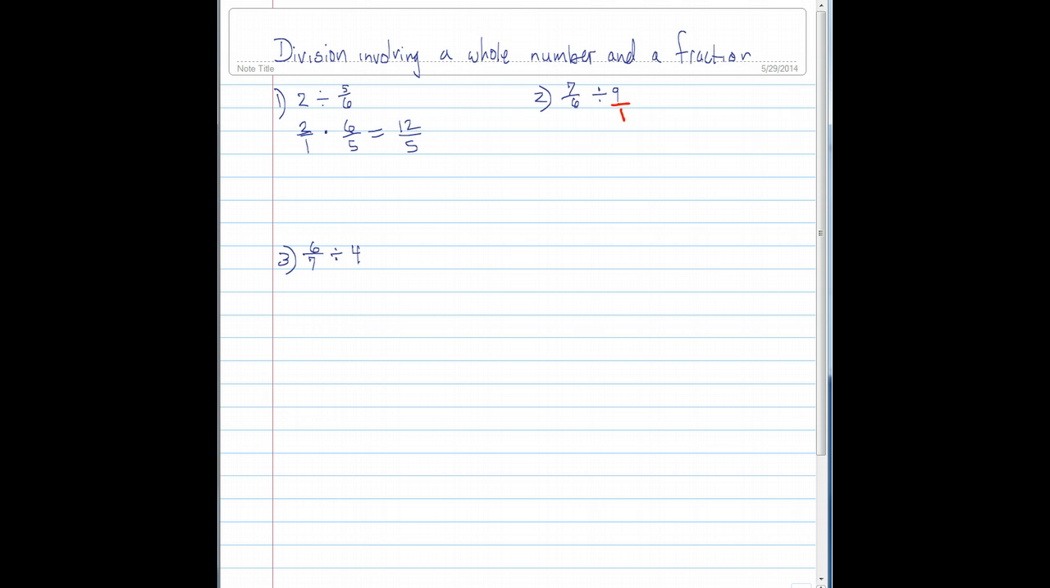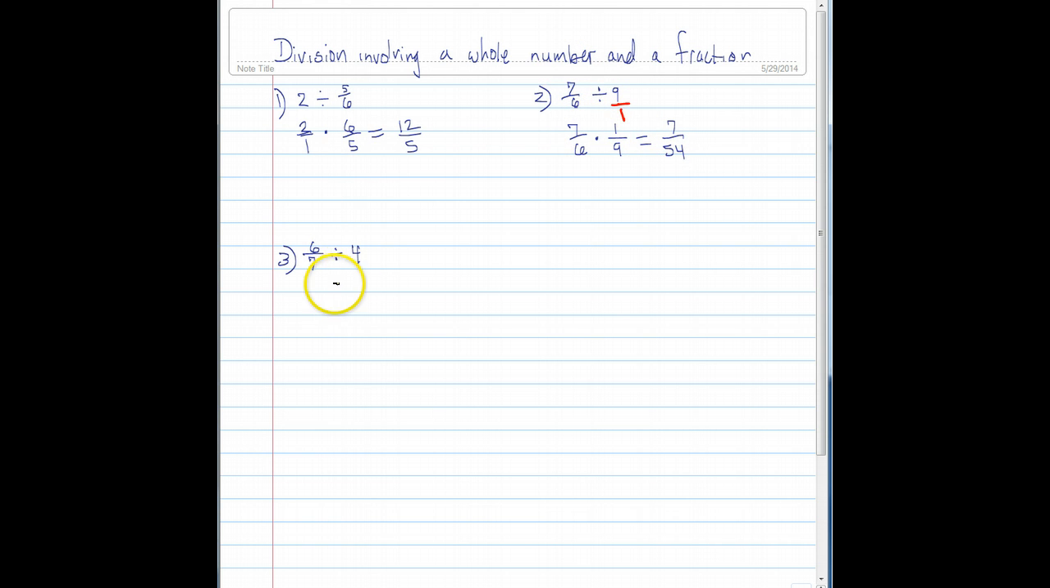So it's going to be 7 over 6 times, when we flip 9 over 1, or we take the reciprocal, we get 1 over 9. And we multiply straight across, and that gives us 7 over 54. Once again, this can't be simplified, so we are done with that problem.